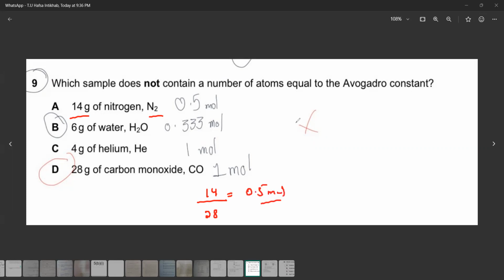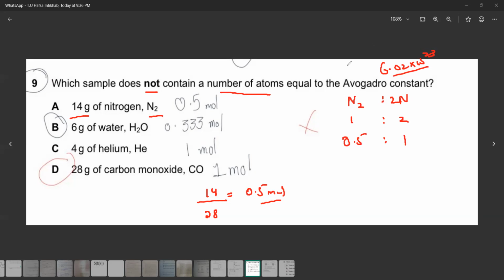Now, one molecule, like we have 0.5 moles of nitrogen molecule, but the question is which sample does not contain a number of atoms equal to Avogadro's constant, which is 6.02 × 10^23. So what is the relation between a molecule and an atom of nitrogen? If we have one molecule of nitrogen, it will have two atoms, because N2 means two atoms make one molecule. So if we have 0.5 moles, how many moles of atoms will be there?